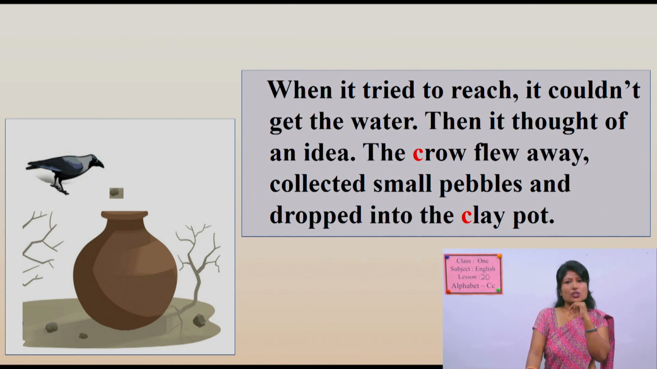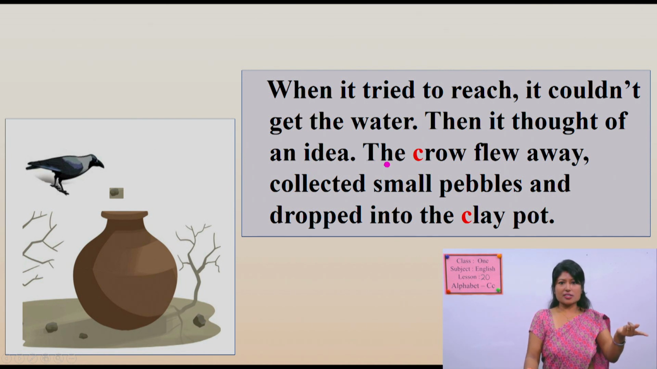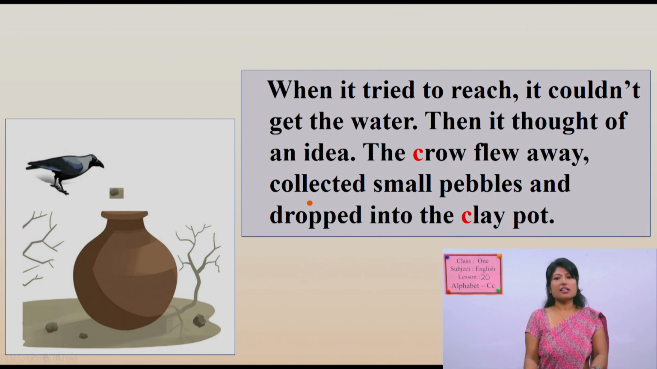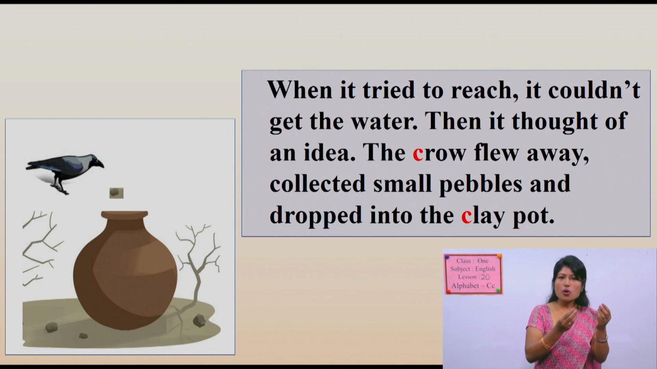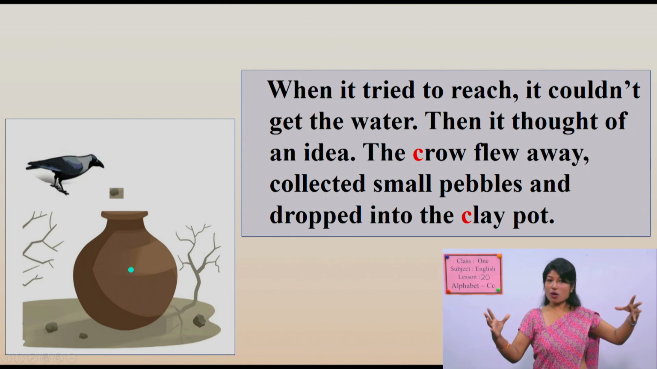Then it sat and thought for a while. Then it thought of an idea. The idea was that the crow flew away, collected small pebbles and dropped them into the clay pot. One by one, the crow flew away, brought small pebbles and dropped them inside. You can see the crow is dropping pebbles inside the clay pot.